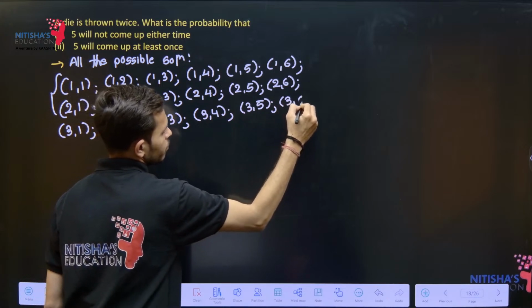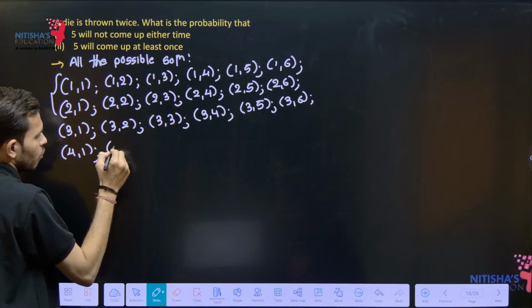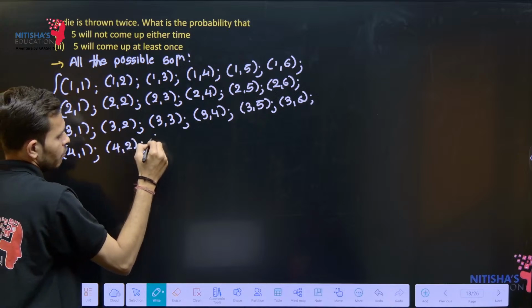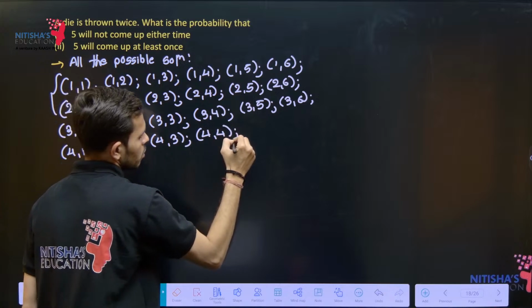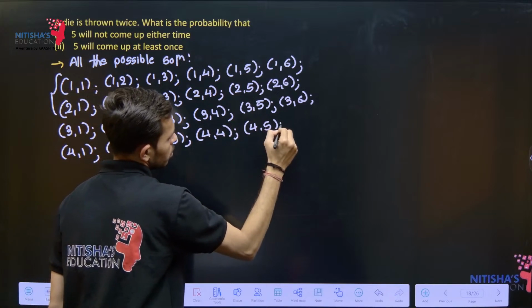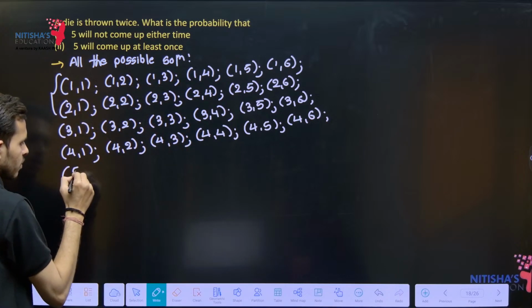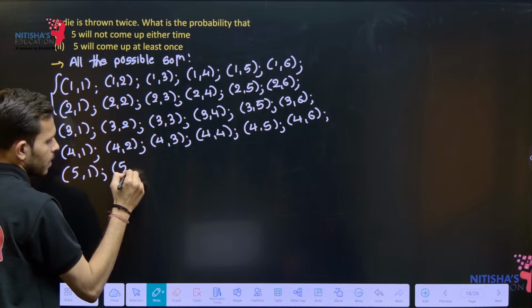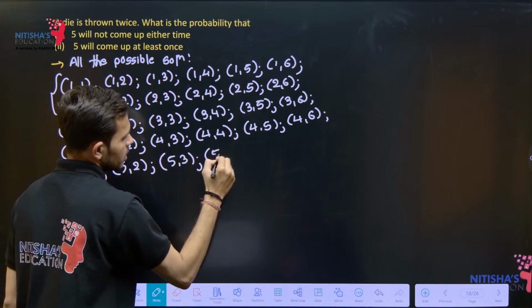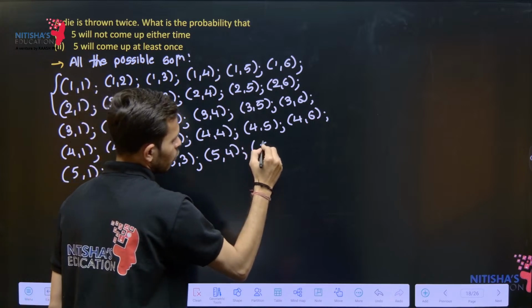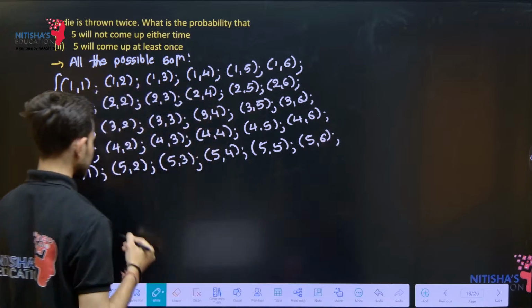3 5, 3 6. वैसे ही हम 4 के लिए लिखेंगे, 4 1, 4 2, 4 3, 4 4, 4 5, 4 6. वैसे ही 5 के लिए 5 1, 5 2, 5 3, 5 4, 5 5 एंड 5 6.